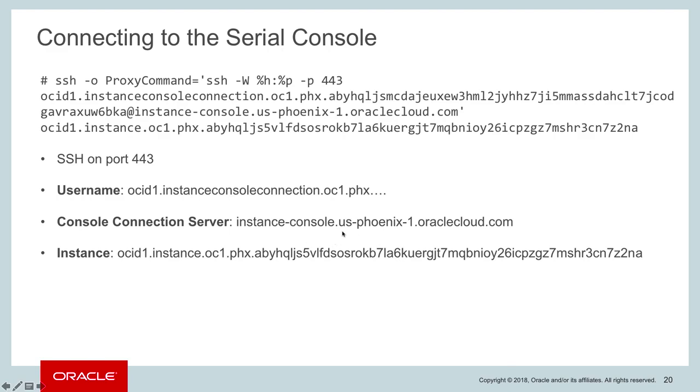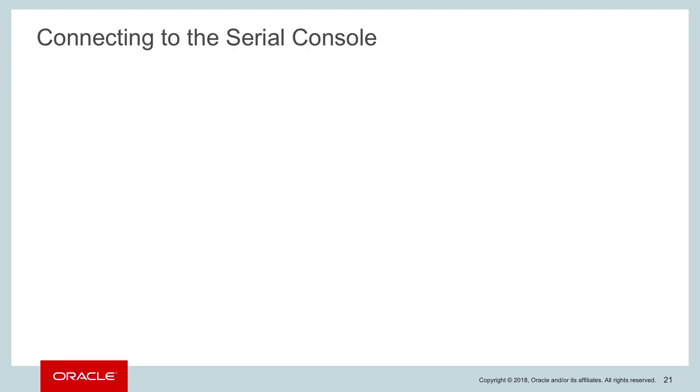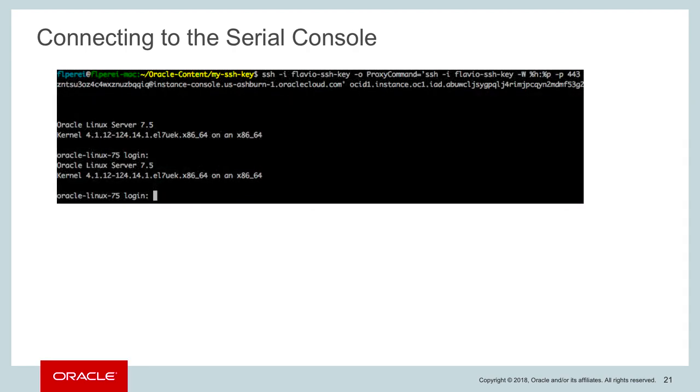The instance console usphoenix.oraclecloud.com. And then the instance where you want to get access to, right? Which instance you want to get access to on the console. So this is actually the string that's going to use the SSH key you provided, right? So you have to provide your private key on that SSH command. And then once you do it, you're going to get access. You're going to see something like that, right? You do SSH and you provide the key, and then you're going to get access to the login screen.